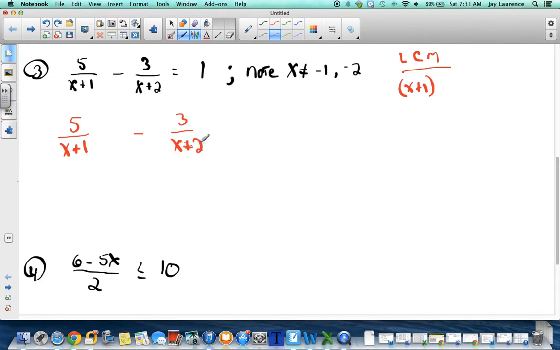Sorry, this denominator should be an x plus 2, right? As I was saying, multiplying by an x plus 1 won't get rid of that denominator. What will get rid of that denominator? Oh, multiplying by an x plus 2, a quantity of x plus 2. So you see, I've got to multiply all 3 terms by the quantity of x plus 1 times the quantity of x plus 2, like this.